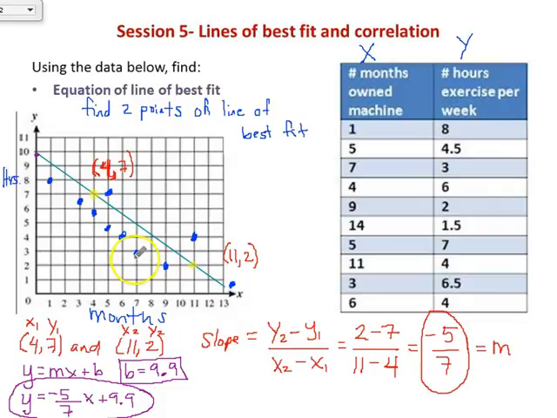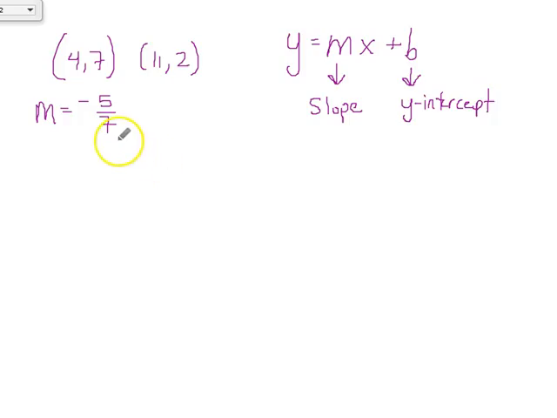I'm going to go to a new slide here. All right, so I did want to show you guys how we can find the y-intercept without using the graph, just to make sure we have a good, accurate y-intercept. So here I've got all of our information. Here are the 2 points that we chose that our line of best fit intersected. We already calculated our slope. And now we need to find our y-intercept.